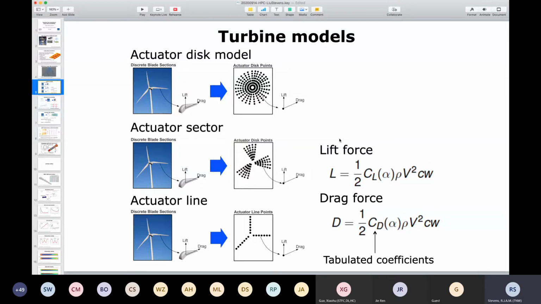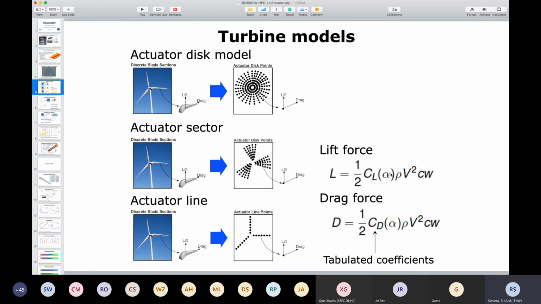In the actuator line model, what is being modeled is the lift and the drag force on these turbine blades, calculated at each point on the blade over here. This would use tabulated coefficient values that characterize the properties of these blades. These are either obtained from measurements or from blade-resolved simulations.